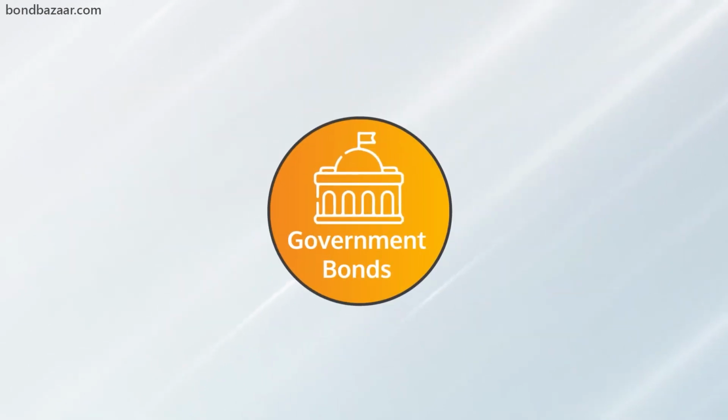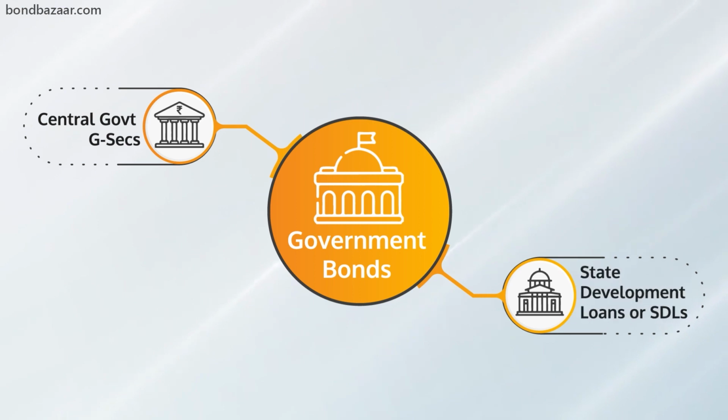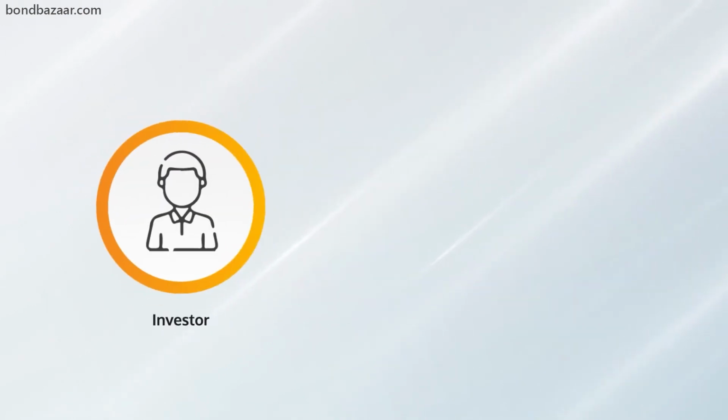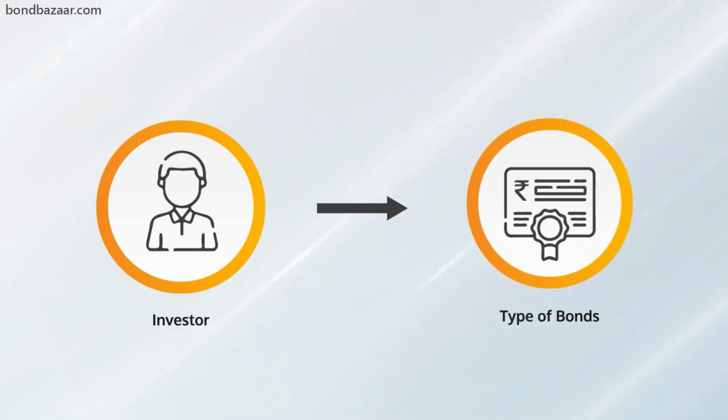Similarly, government bonds can be filtered based on category issuers like central government, GSECs, and state government, State development loans. If an investor wishes to invest in bonds issued by state governments, the state government filter can be applied, which will show all the SDLs. As an investor, you can also select the category of bonds from these options.